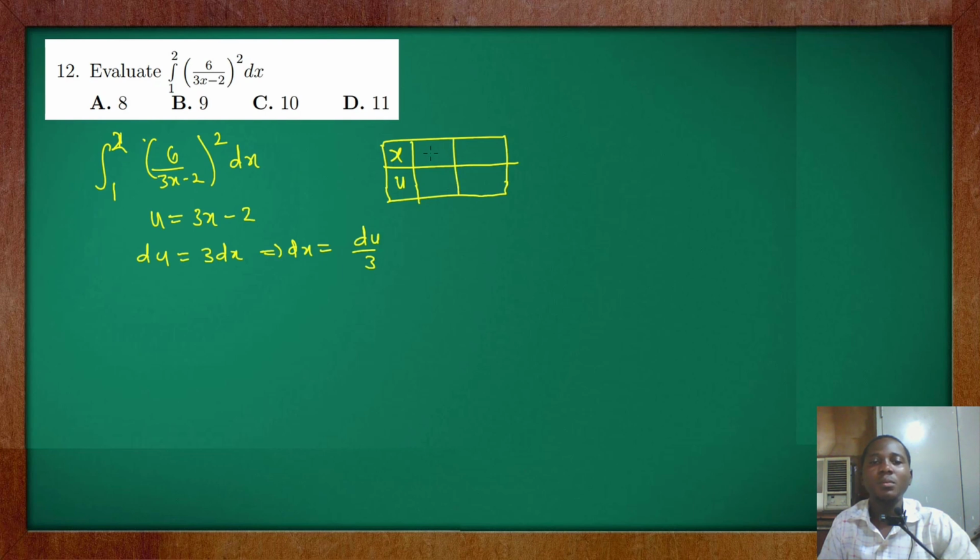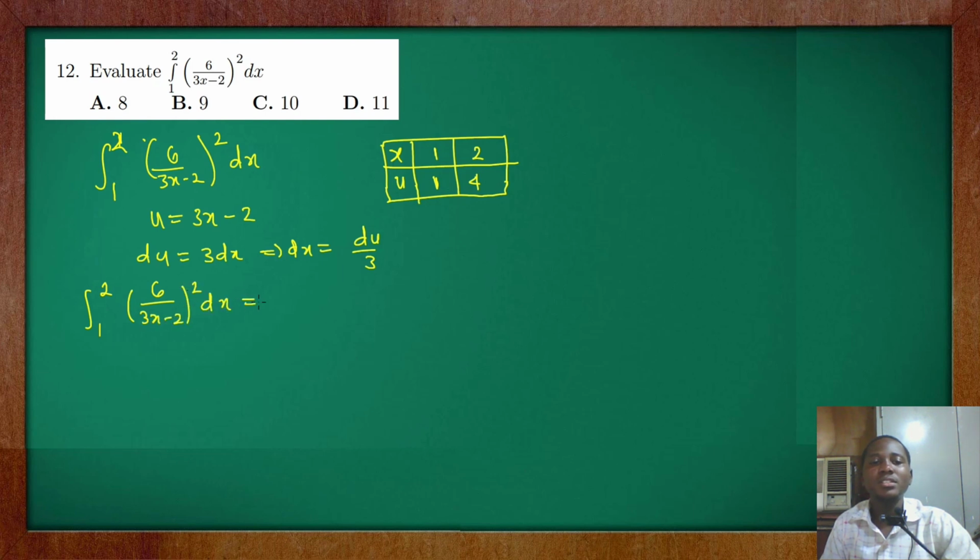So that means when x is 1, u will be what? If you substitute 1 here, our u is going to be 1. When x is 2, what will be our u? Our u is going to be 4.